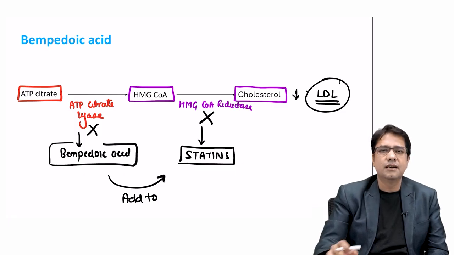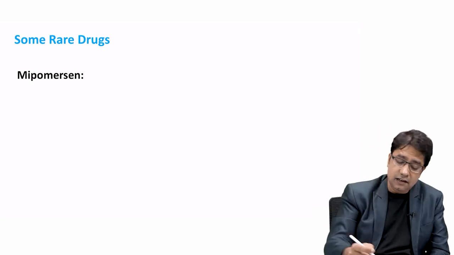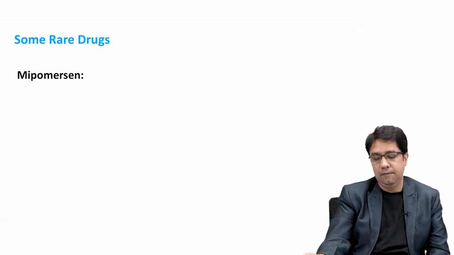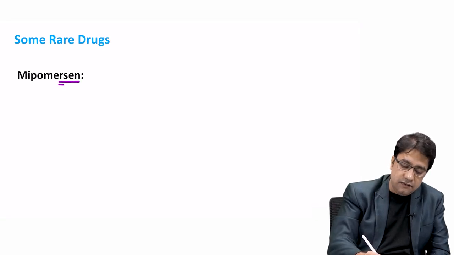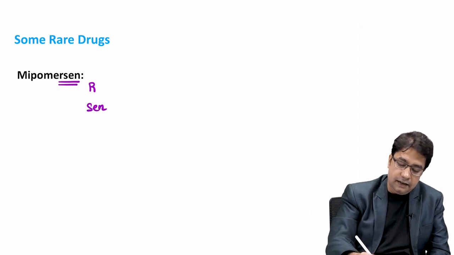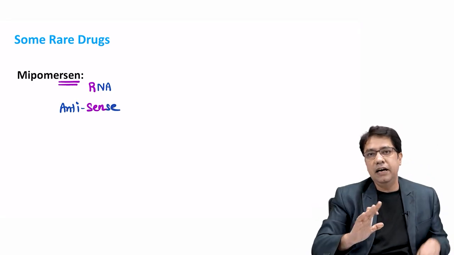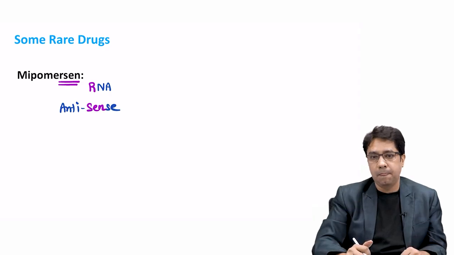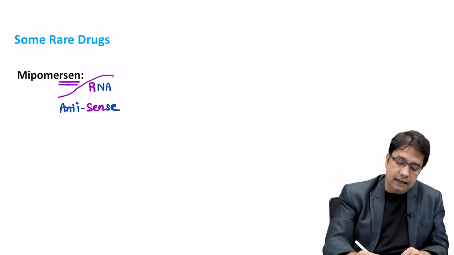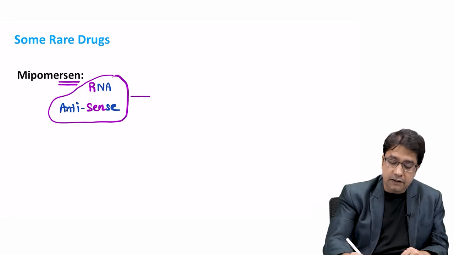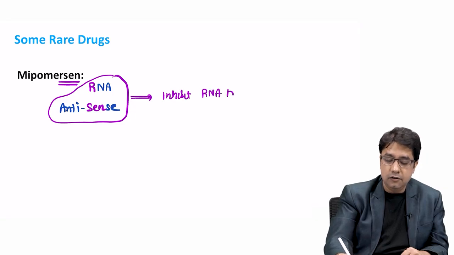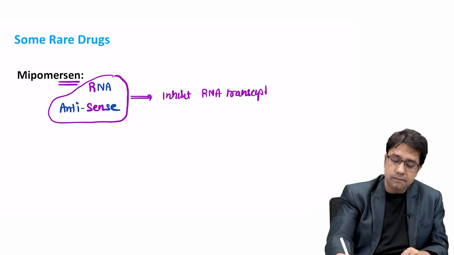Now let's talk about some rare new drugs. Another new drug is mipomersen. Remember, any drug which ends with the word 'rsen' is an RNA antisense strand. That means we have made an opposite copy of RNA. So don't you think if you have made an RNA antisense strand, it will inhibit the transcription of some normal RNA?